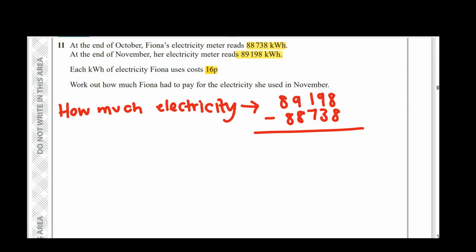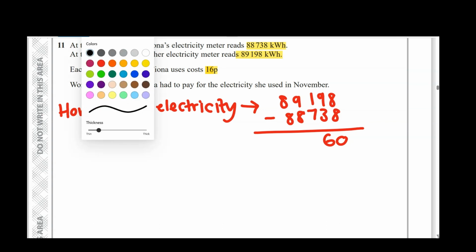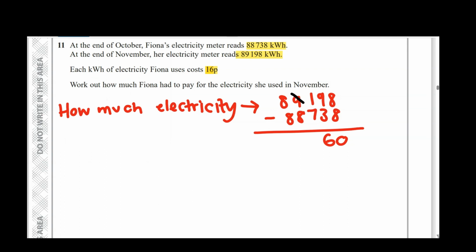Okay, it's a non-calculator paper, so we're going to write it underneath each other like this. And then we go 8 take away 8 is 0. 9 take away 3 is 6. 1 take away 7 we can't do. So we're going to borrow. So let's cross out that 9, make it an 8, and then this becomes 11. So 11 take away 7 is going to give me 4. 8 take away 8 is 0. 8 take away 8 is 0. So we can see then we used 460 kilowatt hours in November.